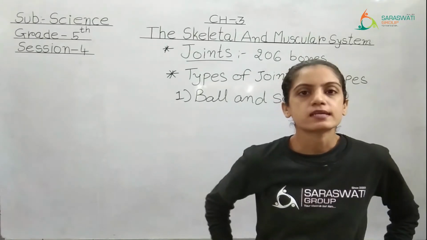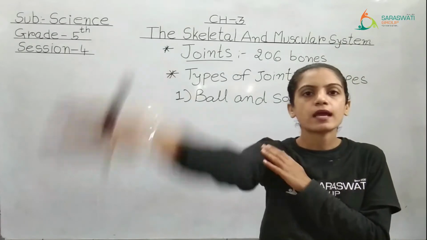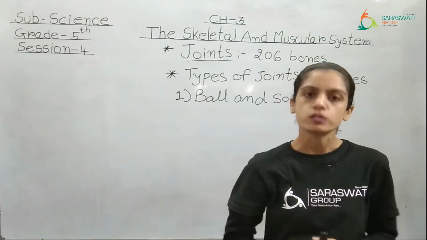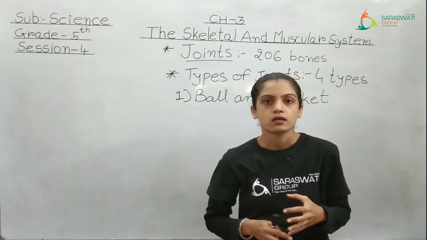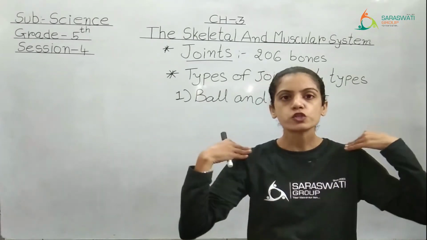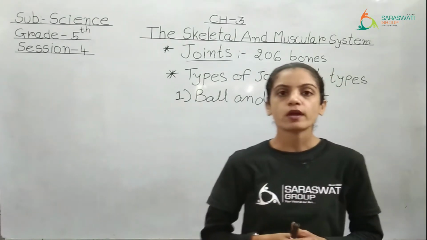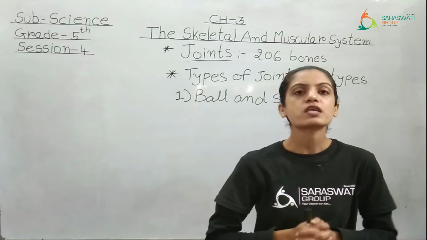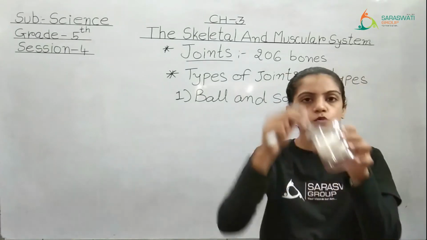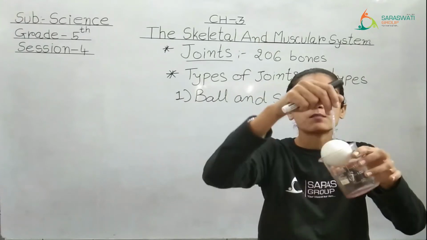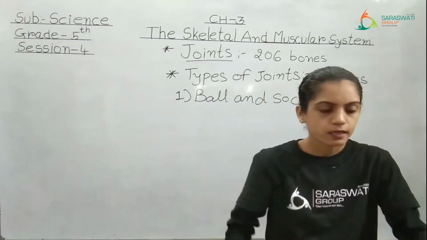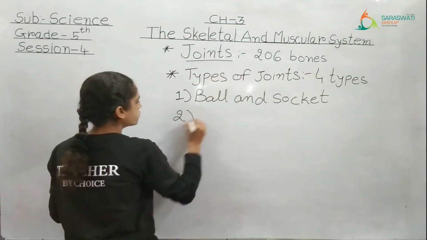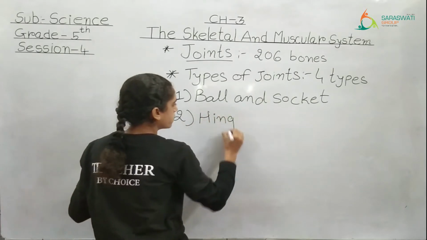Clear? Even in your legs, that is the hip portion, you can rotate your leg like this. You can kick a ball, and you can pedal your cycle. That is because of the joint. So in your shoulder and in your hip, which type of joint is available? Ball and socket joint. Clear? The activity which is given in your textbook, I have explained using a beaker and this ball. It can be moved like this. Okay. Now moving towards the second type of joint, which is the hinge joint.